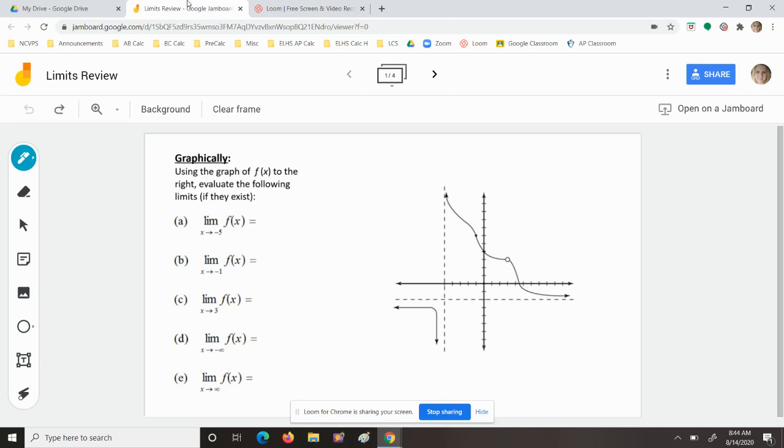We're going to take a look back at some limits properties. First, we're going to take a look at how to find limits graphically, which is something we've already learned, but today we're going to take a look back at how we do this.